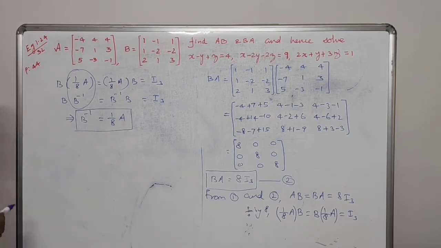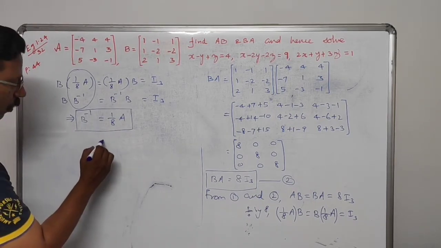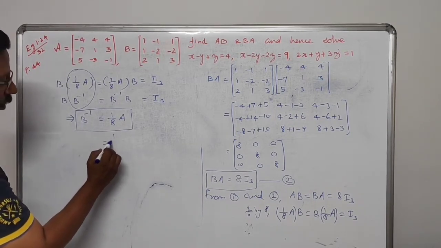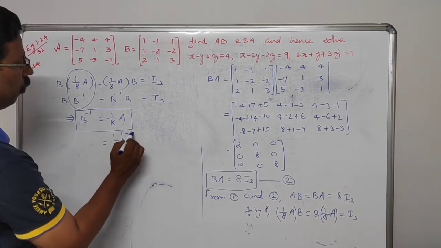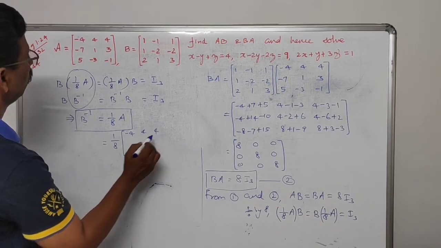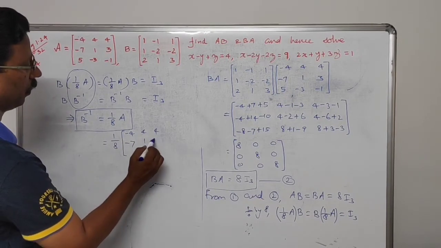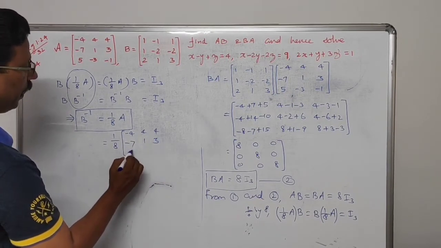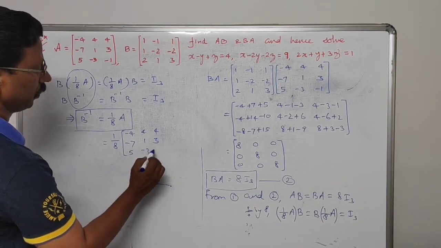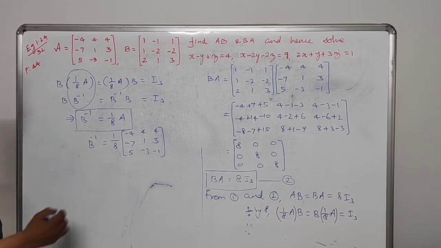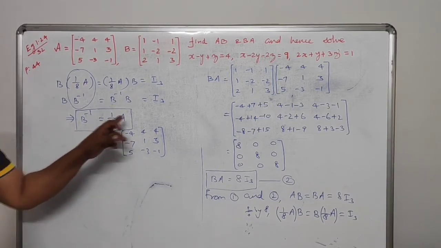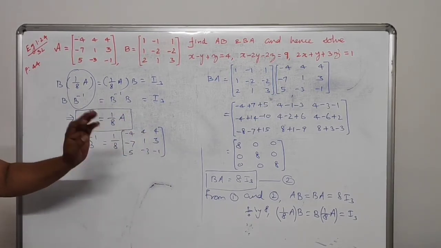Now how do you find B inverse? That is 1 by 8 into the matrix A. What's the matrix A? Minus 4, 4, 4, then minus 7, 1, 3, then 5, minus 3, minus 1. Now this is the value of B inverse. After finding this B inverse, let us consider these three equations.